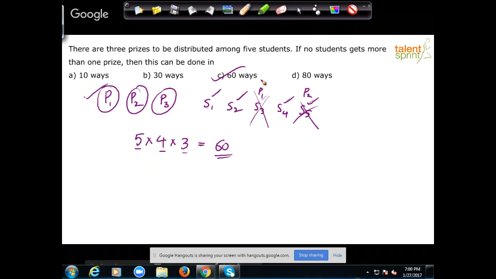I am surprised that none of you got 60. Many of you have got 10 ways as the answer, which is option A. And then there were a few who said 30 should be the answer, option B. But the correct answer is 60 ways.